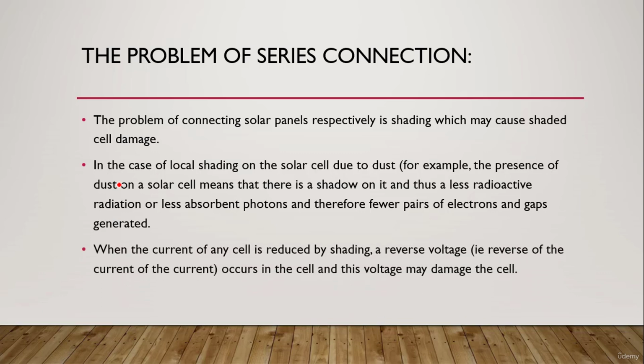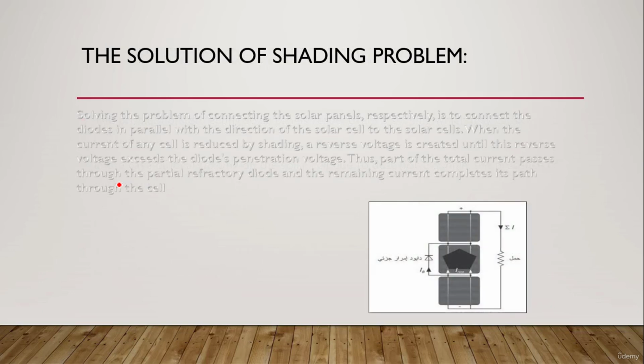When the current of any cell is reduced by shading, a reverse voltage is going to be forced on this PV module, causing the cell and its voltage to be damaged. What we are going to do is add a parallel diode on the PV module. If there is any shading on this PV module, this parallel diode is going to force the current to flow easily through it without any reverse bias to the load.